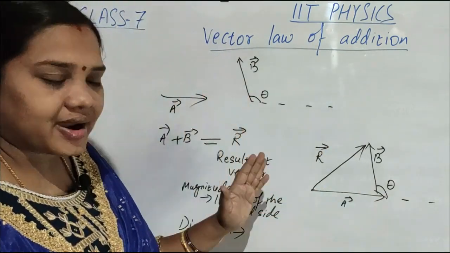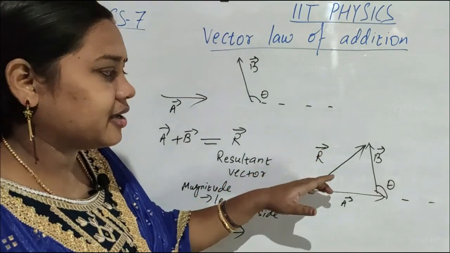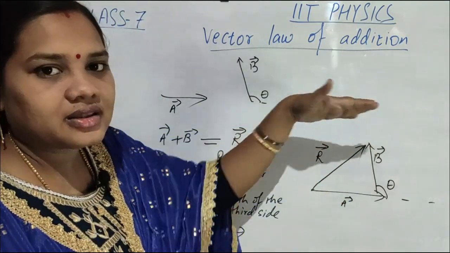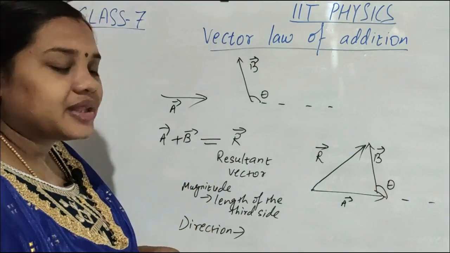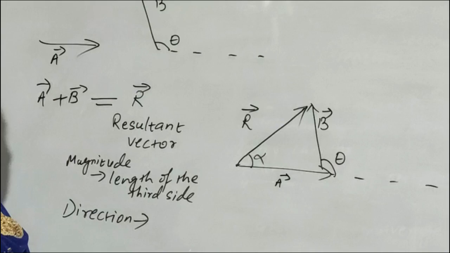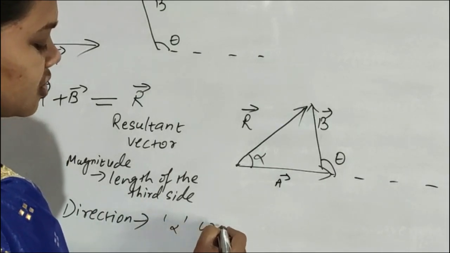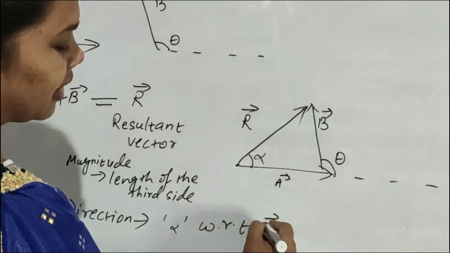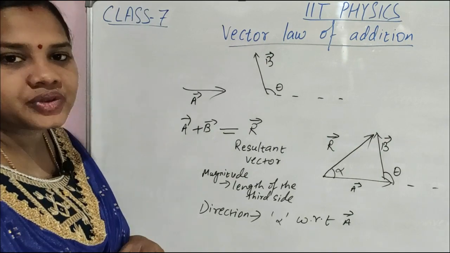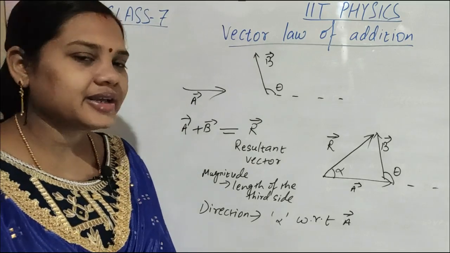Then the resultant vector is the third side of the triangle in different order. So see, B is going like this now, and resultant is going like this, different order. Next is the angle it makes with the A vector, alpha. Alpha is the angle with respect to vector A. Clear, children? This is the triangular law of vector addition. Then we will see the parallelogram law of vector addition.